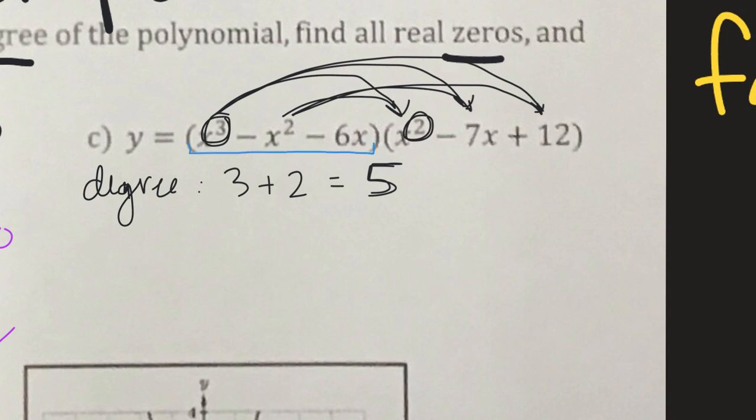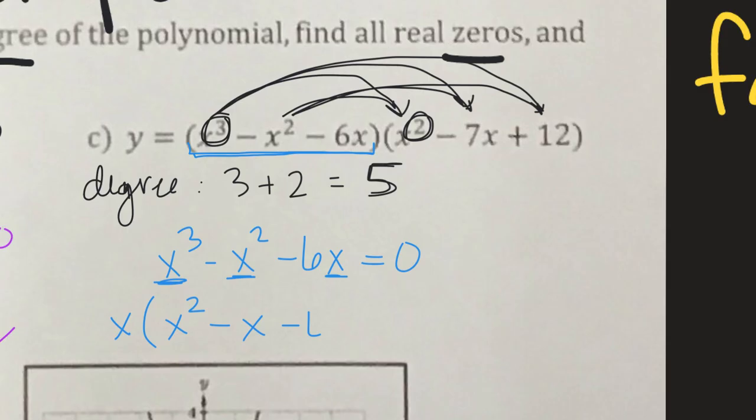We have to take our first factor, x cubed minus x squared minus 6x, and set it equal to 0. Factors are things that multiply together. So we have this 3-term factor times this other 3-term factor. So x cubed minus x squared minus 6x equals 0. Let's factor out an x, since they all have an x in common. X squared minus x minus 6. That's how we would solve this three-term polynomial.